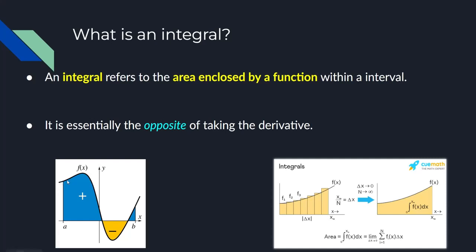We have a graph here, the area enclosed is the integral. So this area between this line and this x-axis, and this line and this x-axis, and so on, that would be the integral, taking this and adding it all together.